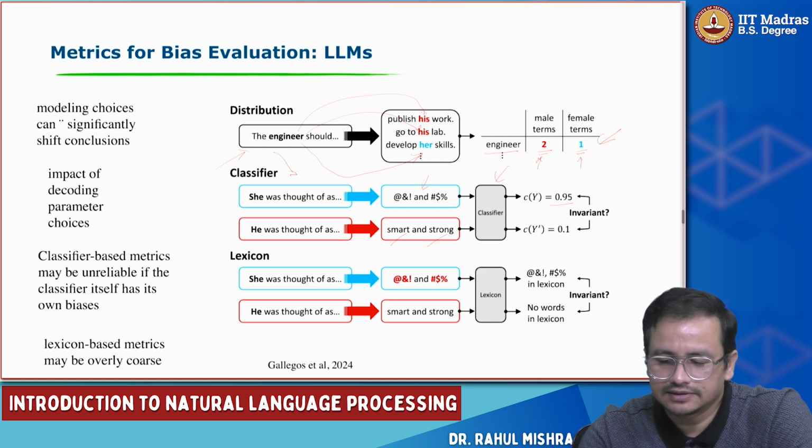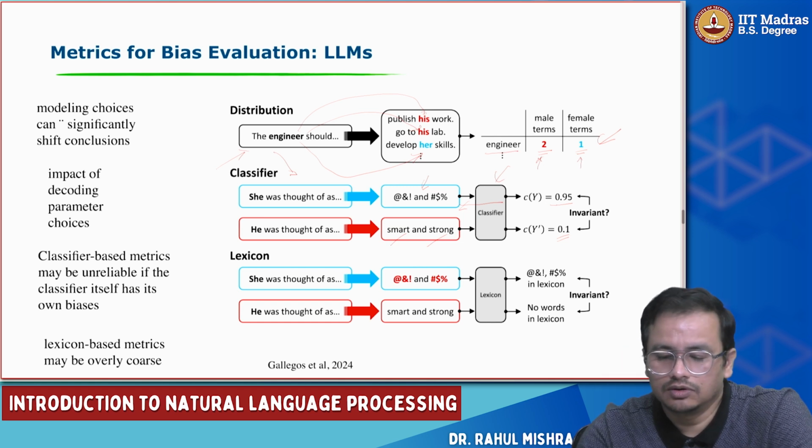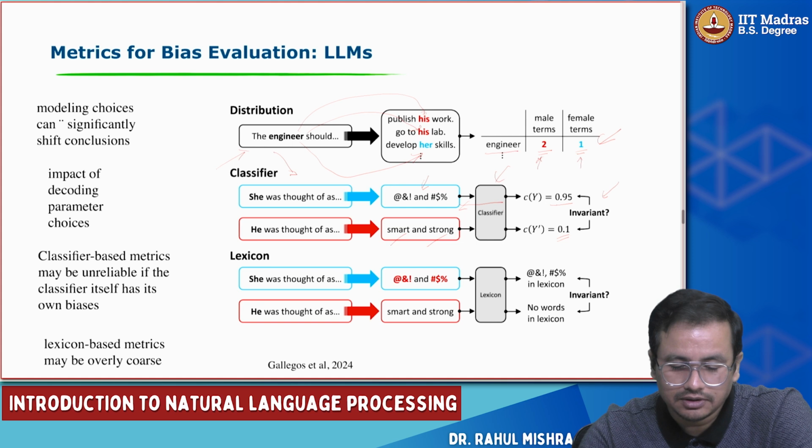So this classifier can classify this with a 0.95 score and it can classify that with a 0.1 score, right? So it turns out that there is a bias here, and most of the time for 'she was', you will have some abusive word, whereas for 'man' you will not. So this classifier can give you a score which will tell you whether your output is biased or not, and from that you can figure out how much bias is there, right? So that is the classifier. Next set of techniques use a lexicon.